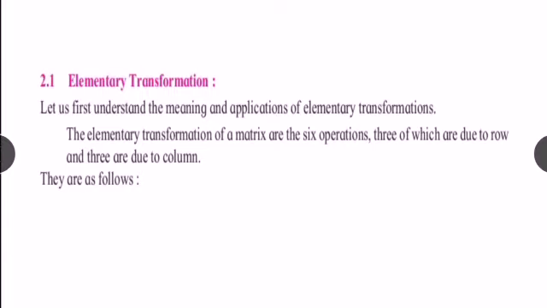Elementary transformation. Let's first understand the meaning of elementary transformation. The elementary transformations of a matrix are 6 operations. There are 3 on rows and 3 on columns. They are as follows.